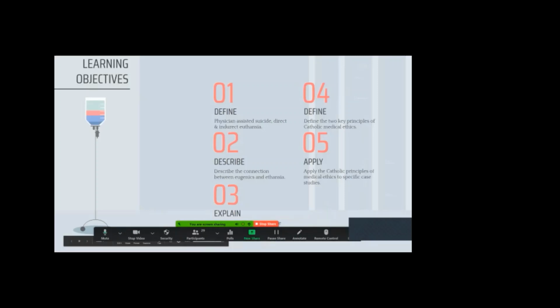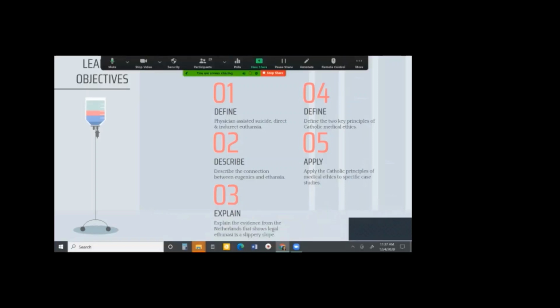Okay, so the learning objectives for this lesson: we'll define physician-assisted suicide, direct and indirect euthanasia. We'll describe the connection between eugenics and euthanasia. We'll explain the evidence from the Netherlands that shows that legal euthanasia is a slippery slope. We'll define the 2 key principles of Catholic medical ethics, and we'll apply the principles of medical ethics to specific case studies. If we have time, I looked up some different case studies that we could analyze.